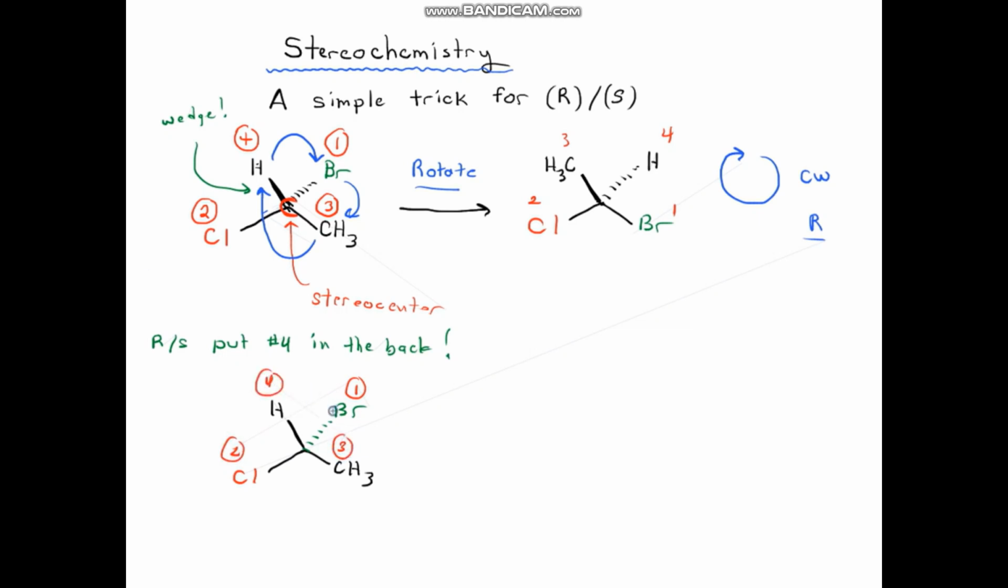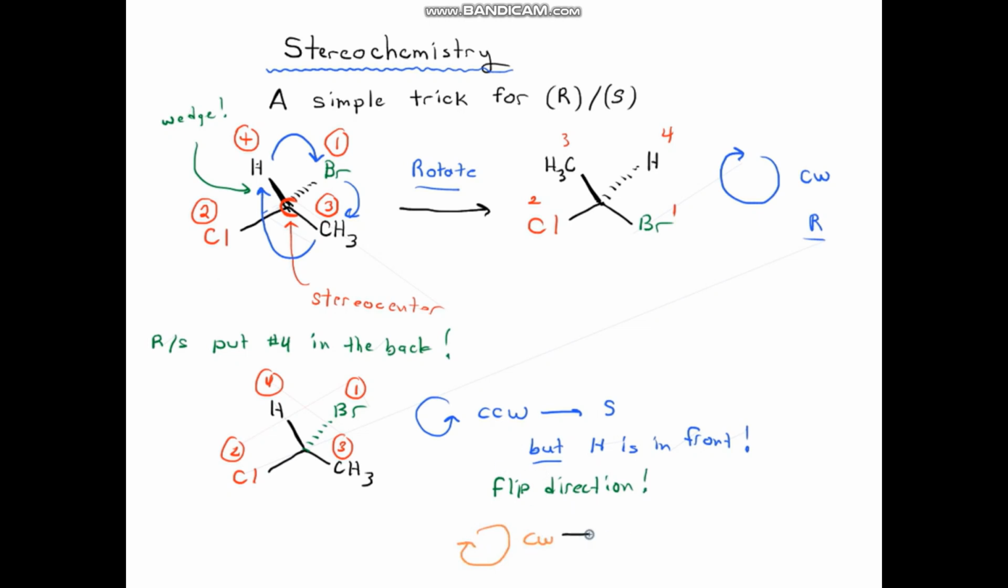What you just do is pretend, or ignore, group number 4. You ignore the fact that it's a wedge for the moment, and you trace a line like you normally would. In this case, it goes counterclockwise. Ordinarily, that would be S if it went counterclockwise. But H is in the front. So here's what you do: you just flip the direction. Instead of going counterclockwise, just imagine that it's going clockwise instead. So flip it from counterclockwise to clockwise, and this gives you R.